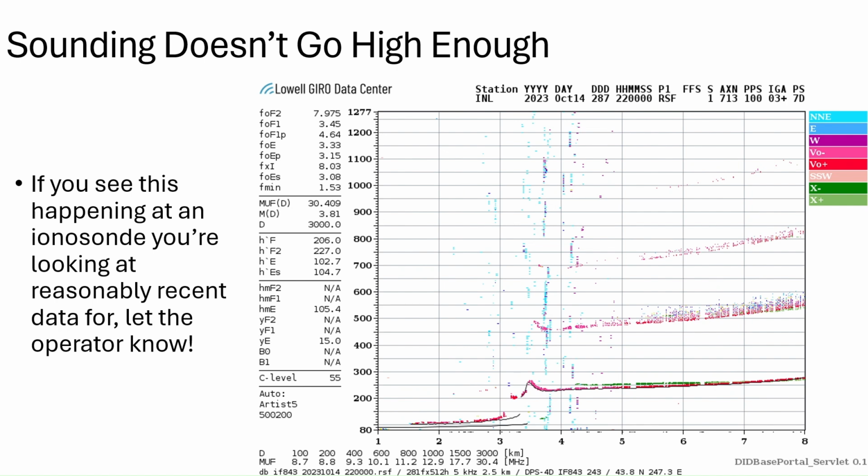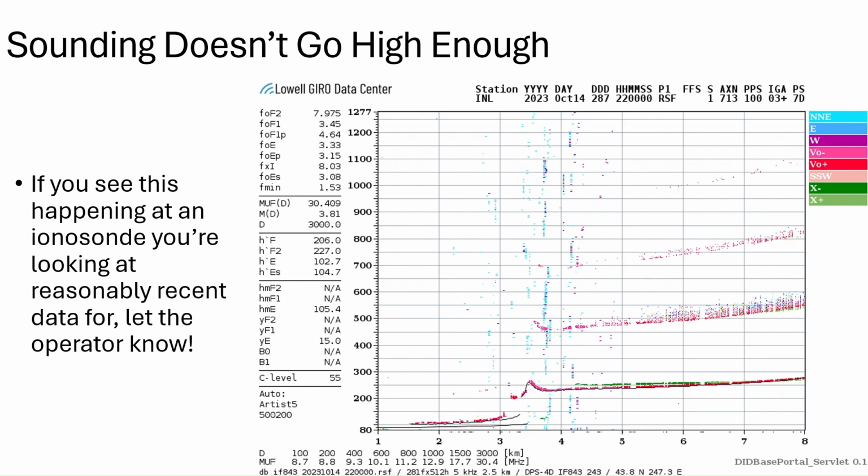That was during the eclipse in October 2023. The Idaho Falls ionosonde was operating in this unfortunate mode where you just ended up with 8 megahertz and then a little blip down and then 8 megahertz for everyone who was trying to look at the eclipse. So if you are scaling ionograms from reasonably recent periods and you notice that your trace is running off of the ionogram, just let the operator know.